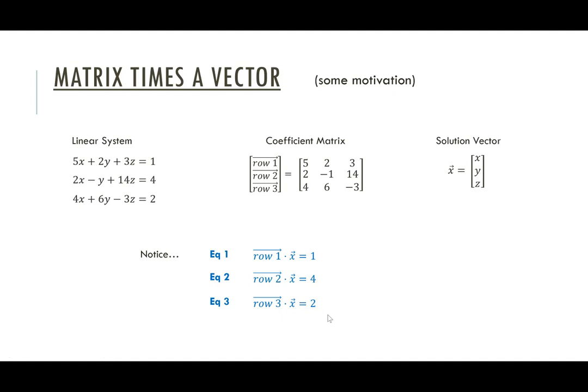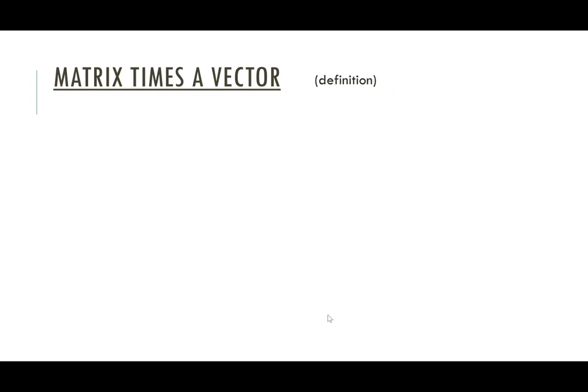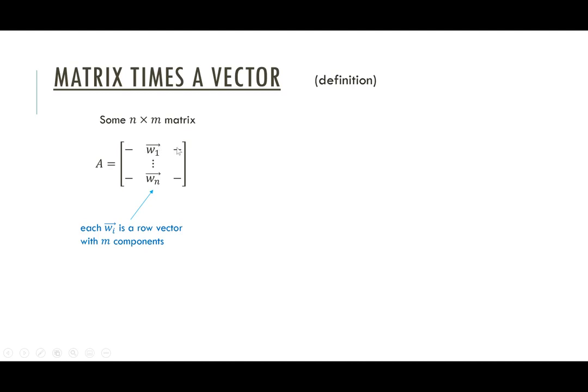So, okay, we are seeing the dot product. We're recognizing the dot product showing up in a linear system. So let's define the matrix vector product this way. Take an n by m matrix and write it in row form. Since it's an n row matrix, we'll have n row vectors, and each of these row vectors has to have m components, because it's an m column matrix. So we've got our n by m matrix, n rows with m entries each.